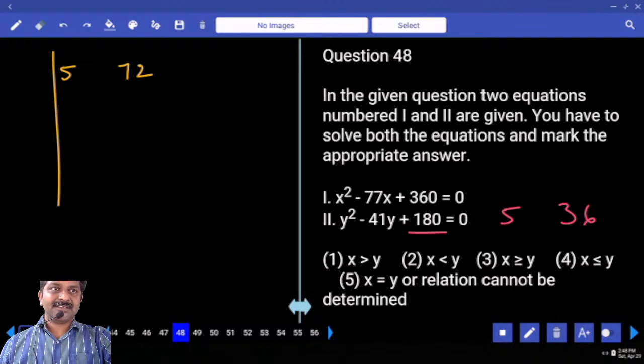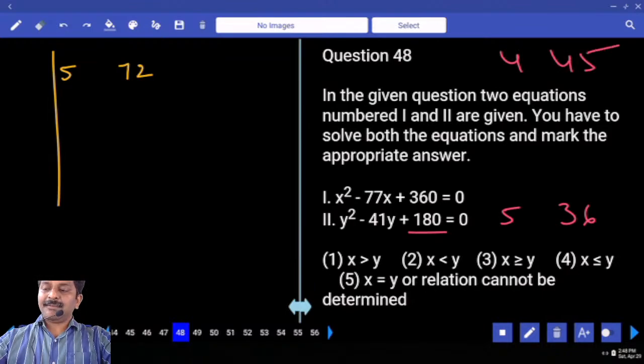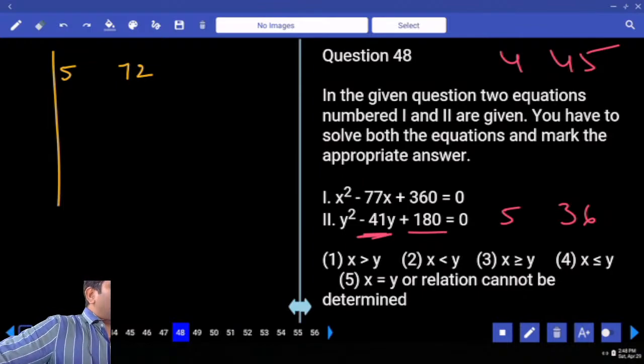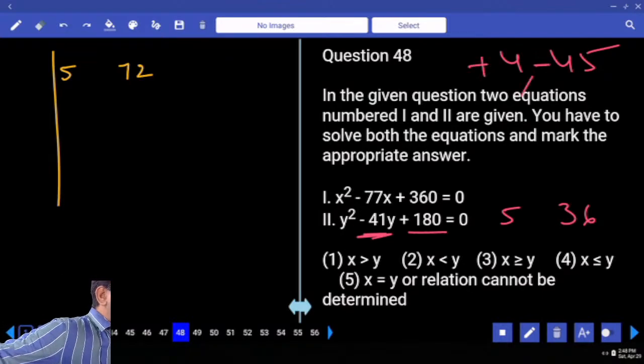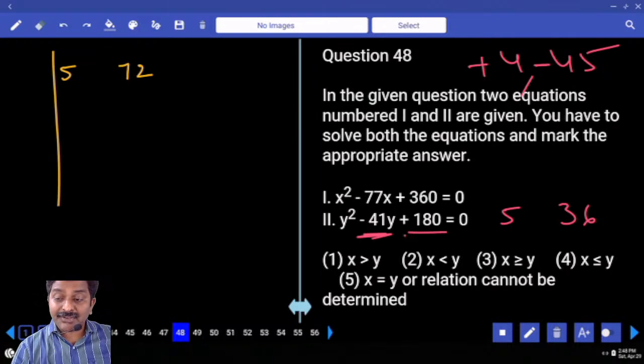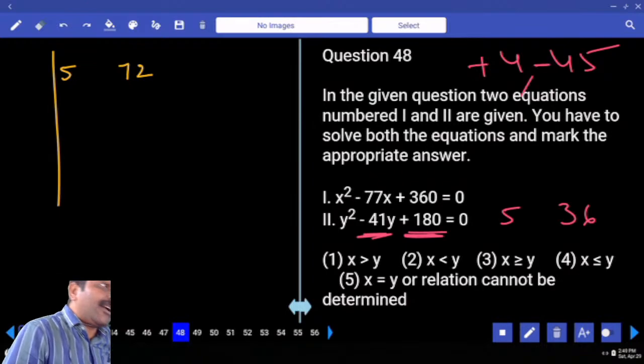536. 440. And how much you are expecting? Minus 45. That means minus 45 plus 4. This is the combination you need to take. Correct? And what is the product there? Plus 4 minus 45. Positive or negative? Check your product.